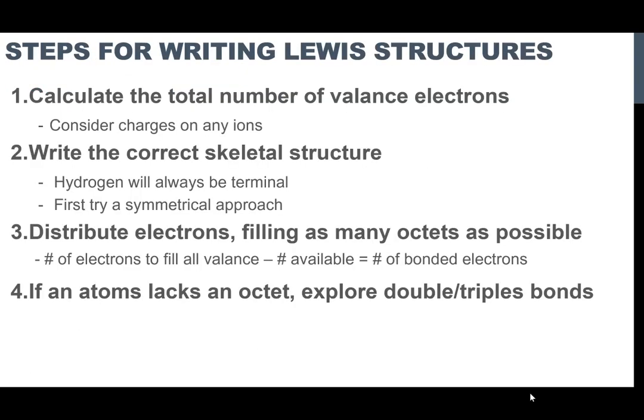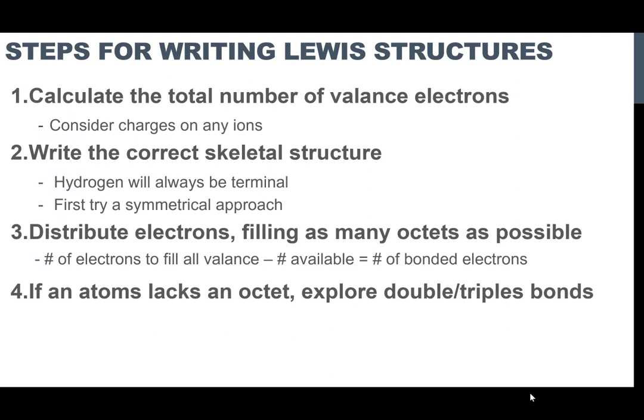All right, now we can go back to this list of rules and address all of the helpful hints that I put into this list of steps. Step 1, calculate the total number of valence electrons. We need to make sure that we consider any charges on the ions. If it's a negatively charged ion, we need to add 1 or 2 or 3 extra electrons. If it's a positively charged ion, we need to subtract 1, right? A positively charged ion gave an electron away, so we need to subtract 1.